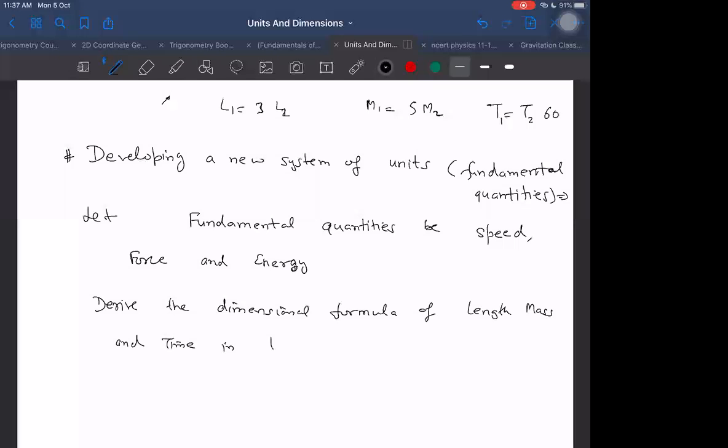In terms of these, what are the dimensions of speed? Let the dimension of speed in that case be v. What is the dimension of force? Let the dimension of force be f. What is the dimension of energy? Let the dimension of energy be e. What I want to do is derive the relation of L in terms of f raised to power a, e raised to power b, and v raised to power c. This is what we want to do.